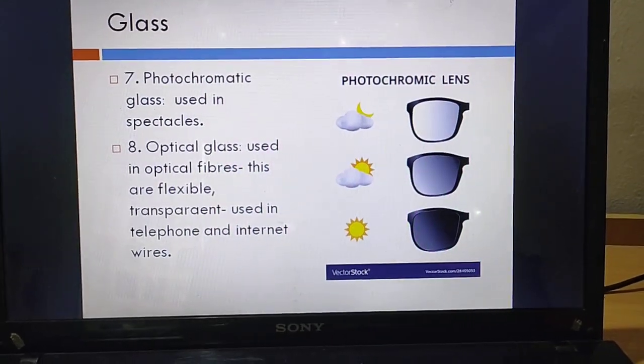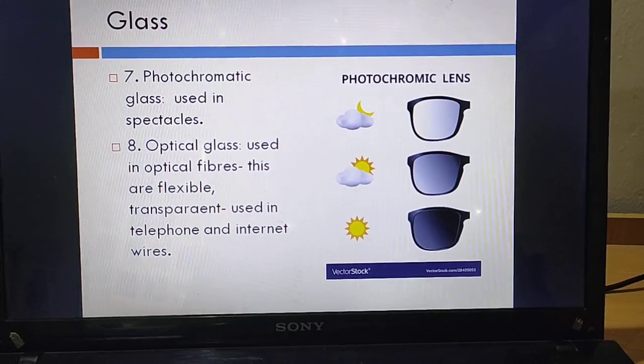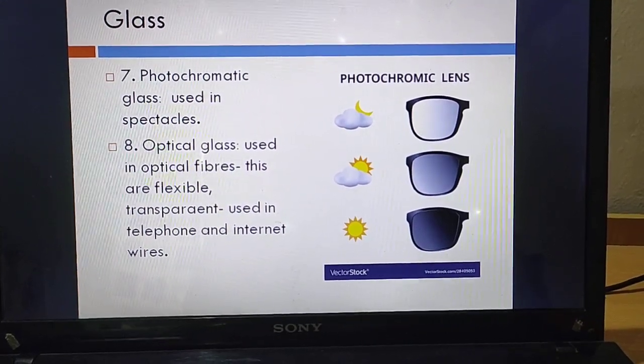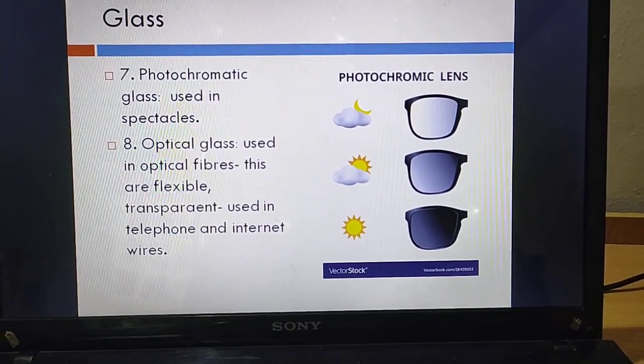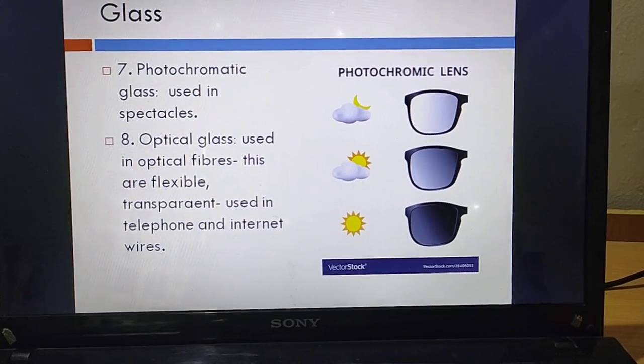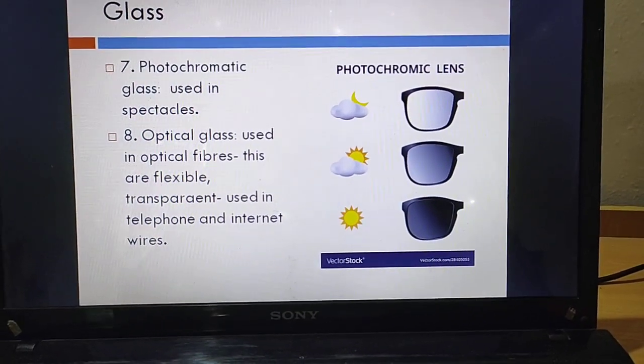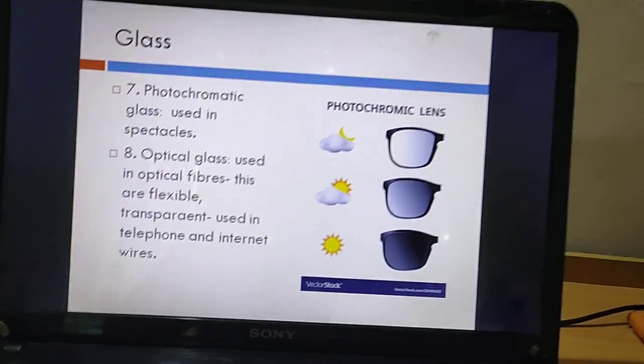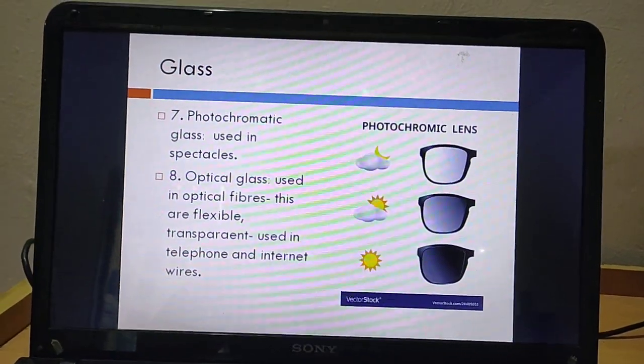This is used in optical fibers. Especially this type of glass is much more flexible and transparent, and that's why it is used in making telephone or internet wire. I hope till here it's clear.